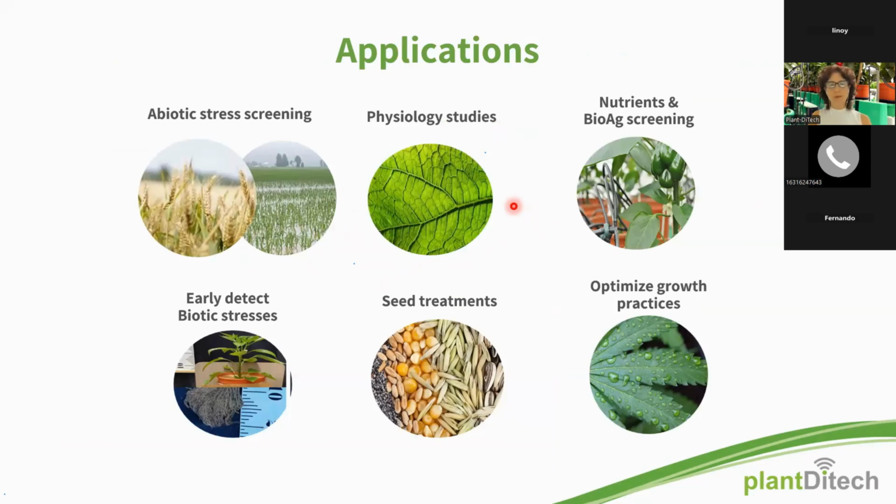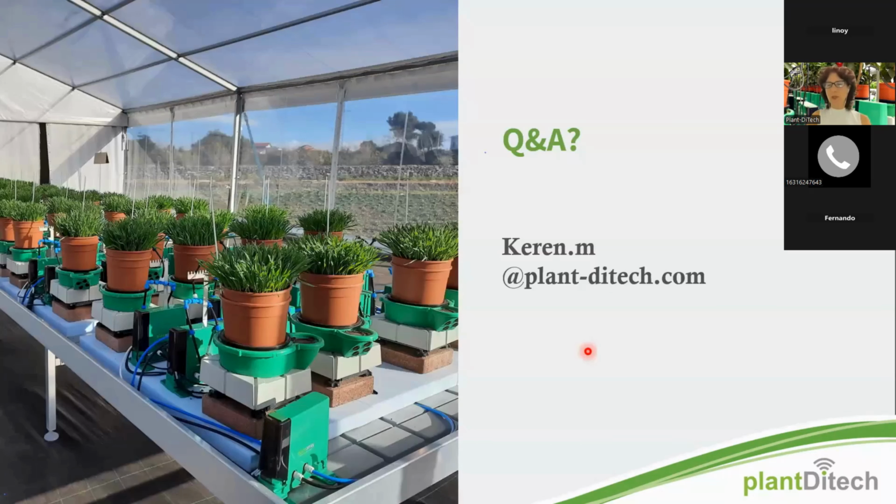So as a summary, we are talking about different use cases for the PlantArray system. Abiotic stress, by the way, we can today also handle flood. This is another capability we added recently. Physiological studies, nutrients and bioag, early detection of diseases, seed treatments and how they impact the whole plant, and optimization of growth practices. I will now move to any questions if you have. Thank you so much for listening.